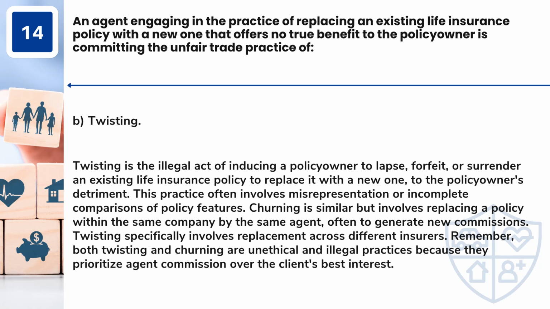Twisting is the illegal act of inducing a policy owner to lapse, forfeit, or surrender an existing life insurance policy to replace it with a new one, to the policy owner's detriment. This practice often involves misrepresentation or incomplete comparisons of policy features. Churning is similar but involves replacing a policy within the same company by the same agent, often to generate new commissions. Twisting specifically involves replacement across different insurers. Remember, both twisting and churning are unethical and illegal practices because they prioritize agent commission over the client's best interest.